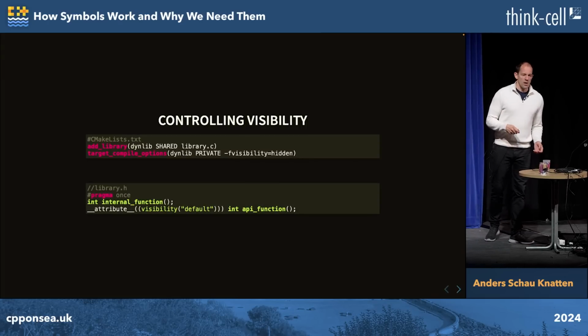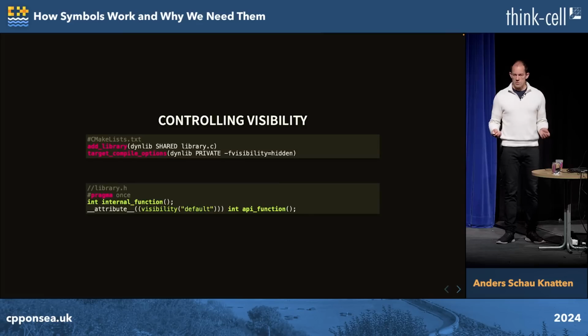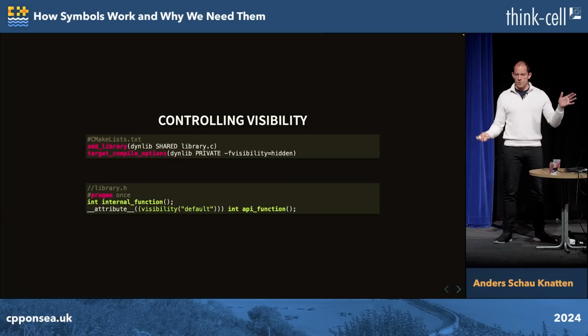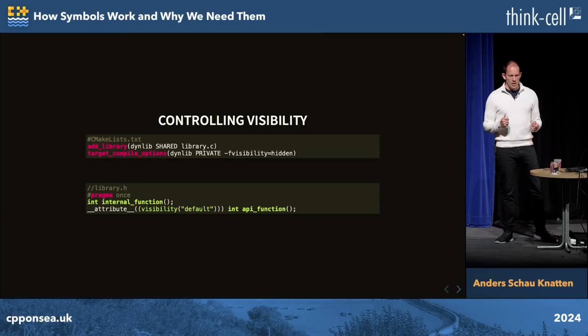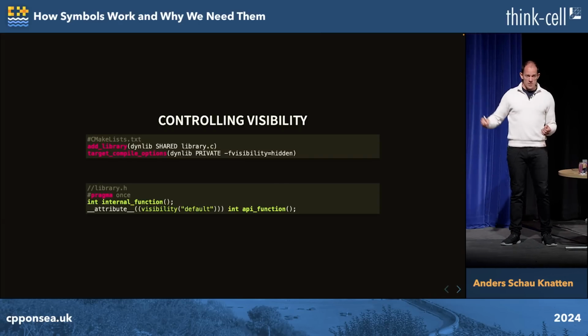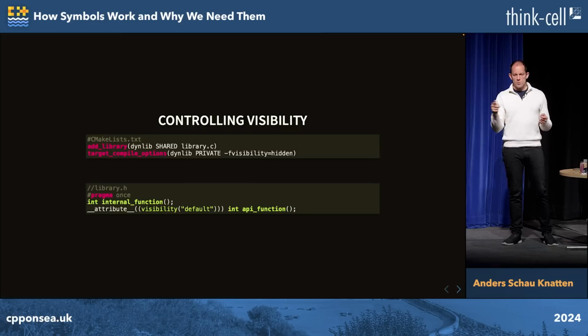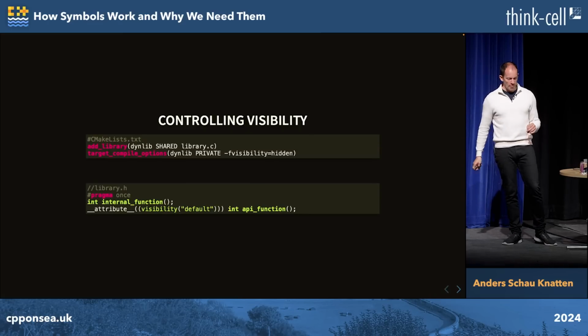And then I can put this attribute visibility default in front of my API functions. So I just put those in the places where I actually do want to expose something. And I could have done it the other way around. I could have not passed fvisibility hidden, so everything is visible by default, and then just put attribute visibility hidden on the stuff I want to hide.